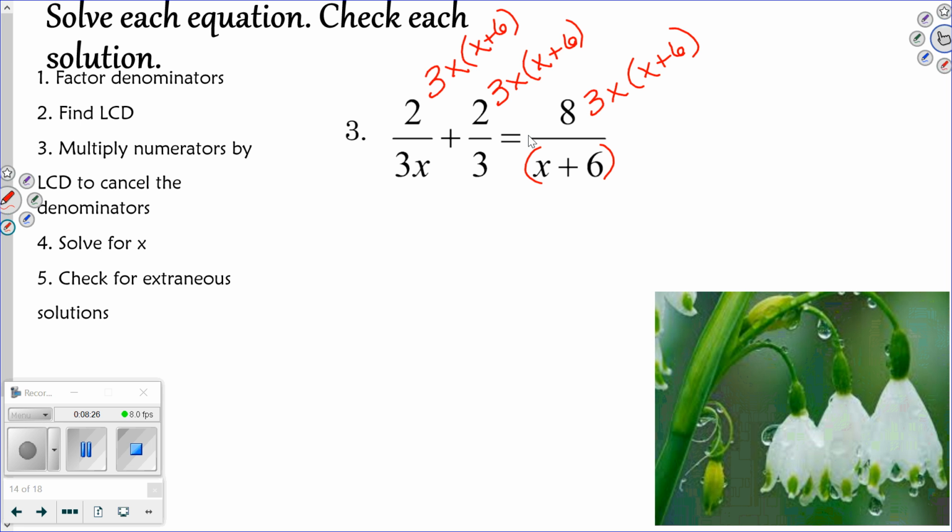Okay? So did I keep it balanced? Did I do it to every single part? Yep. So then I can go through, cancel out those fractions. So I cancel out the 3x. What do we have left? 2x plus 12. Yeah, remember you were multiplying by the LCD, so you're going to actually distribute that. Okay, the next part, take out that 3.